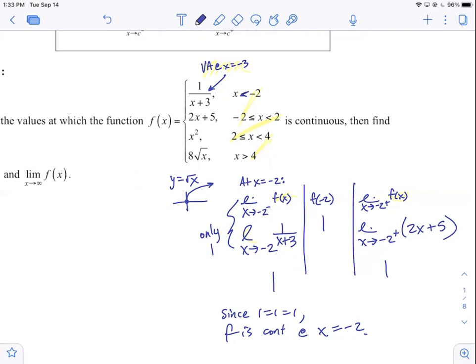And then the last one, let's check 4. From the left of 4, that's less than, we get 16, right? 4 squared. From the right of 4, we get the square root of 4, which is 2. 2 times 8 is 16. The limit from the left is 16. The limit from the right is 16. Is the function continuous at 4?